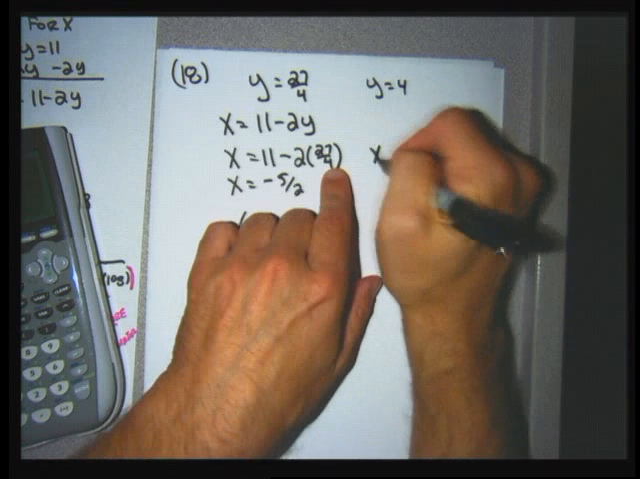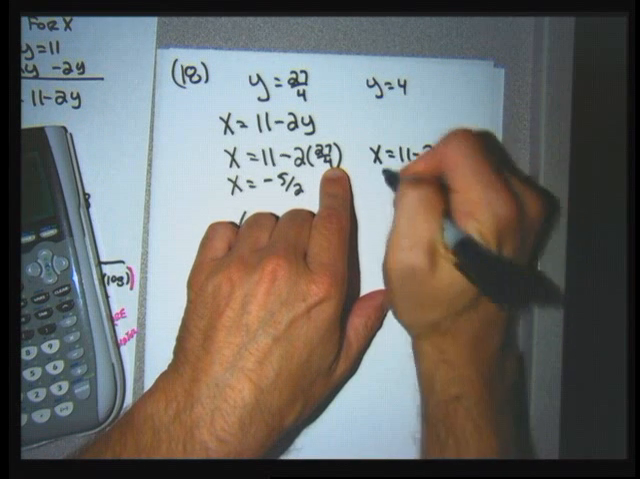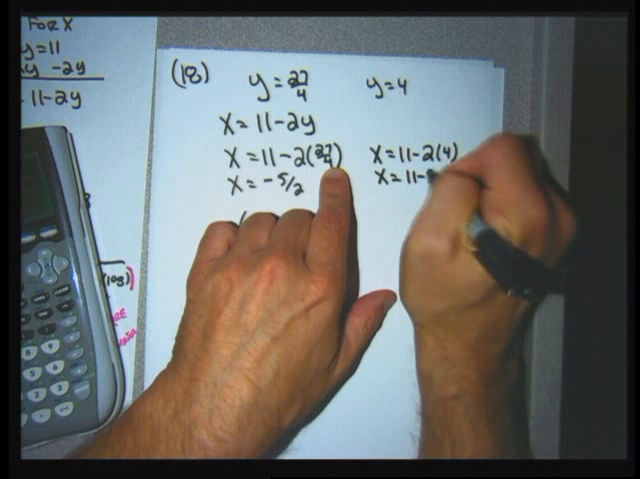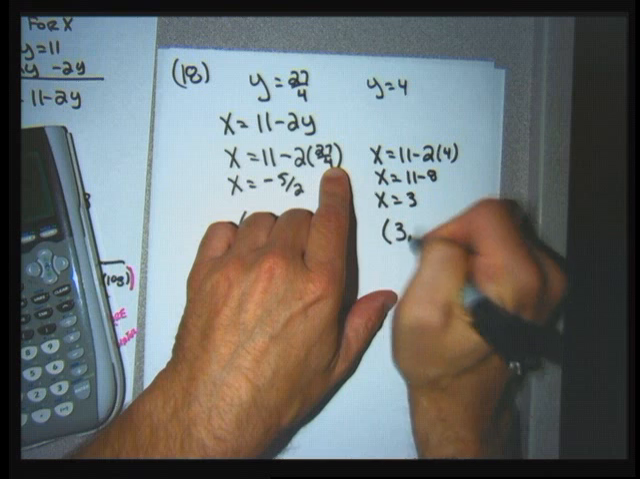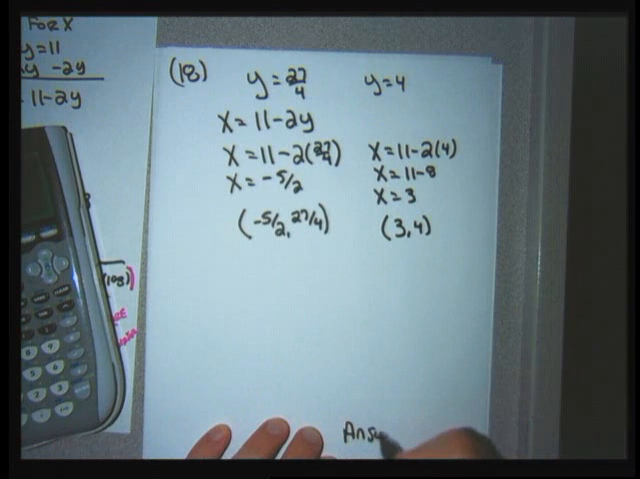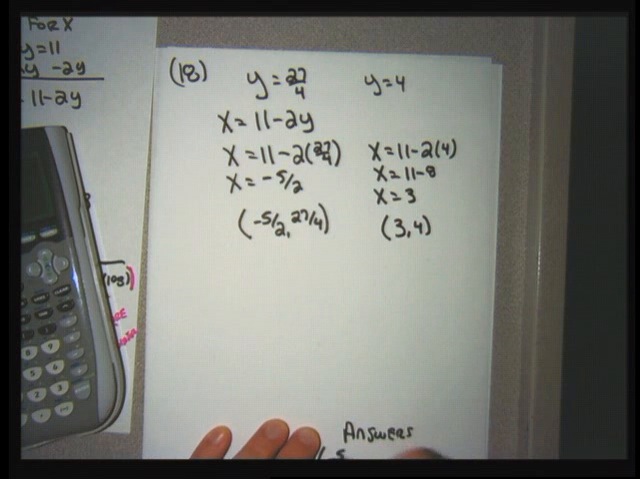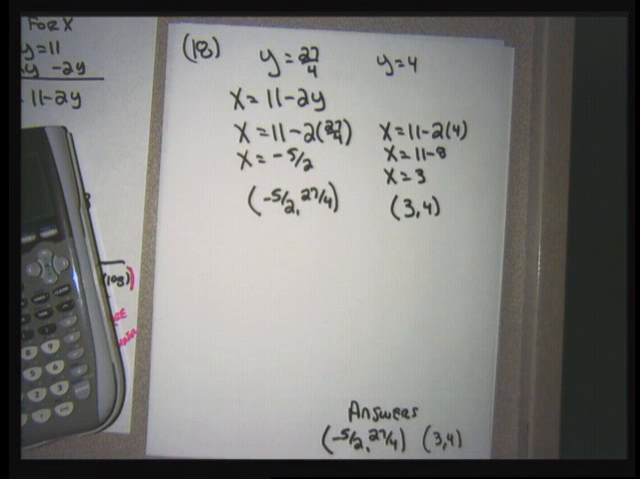The 4 is going to be a lot easier to deal with. I'm just going to go x equals 11 minus 2 times 4, which is x equals 11 minus 8, which is x equals 3. That's going to be the 3, 4. So I think that the answers to problem 18 are the point negative 5 over 2 comma 27 over 4 and 3 comma 4. Before I commit to those answers, I'm going to check.